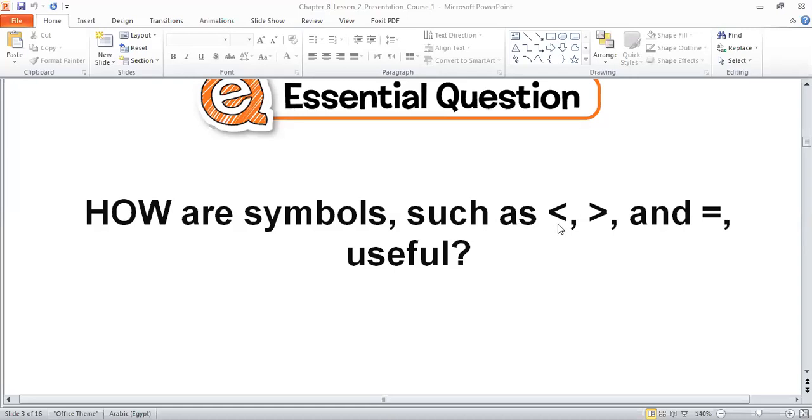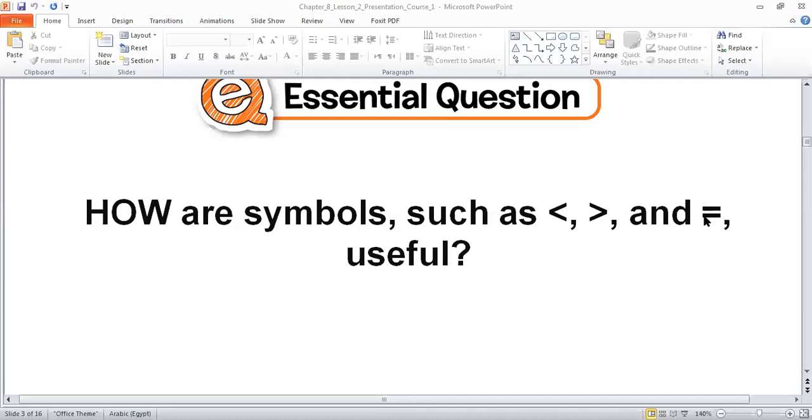This one. Less than. The first one here is less than. The second one is greater than. And the third is equal. Again, the first is what? Less than. After that, greater than. And after that, we have equal.